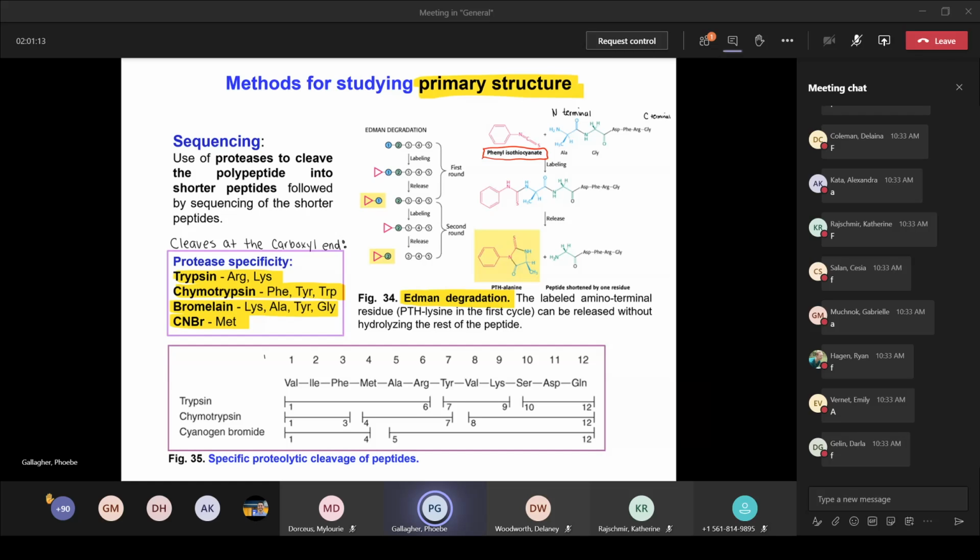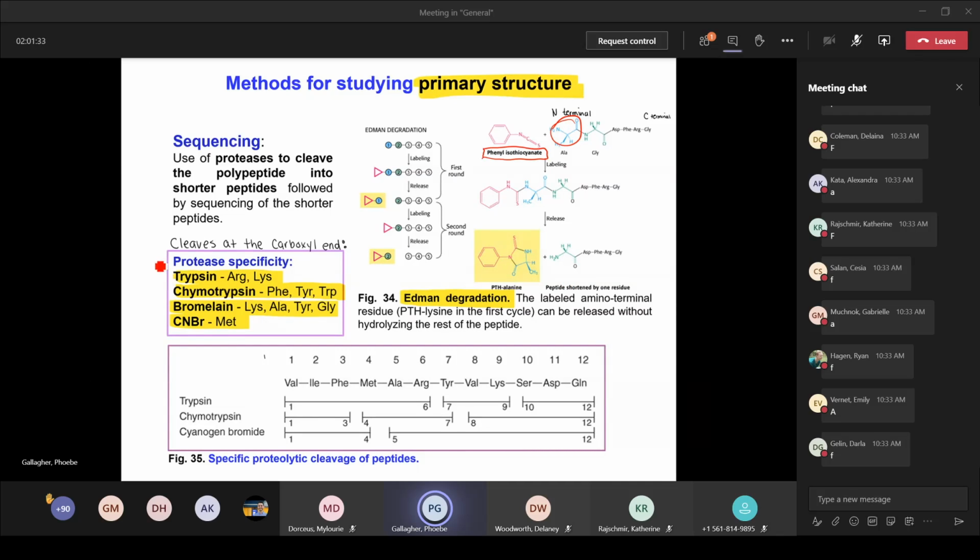Okay, so your phenyl isothiocyanate will bind to the N-terminal amino acid and just remove that N-terminal amino acid. So you would have to do multiple rounds to break down the polypeptide one by one. So that's pretty much all you have to know for that.